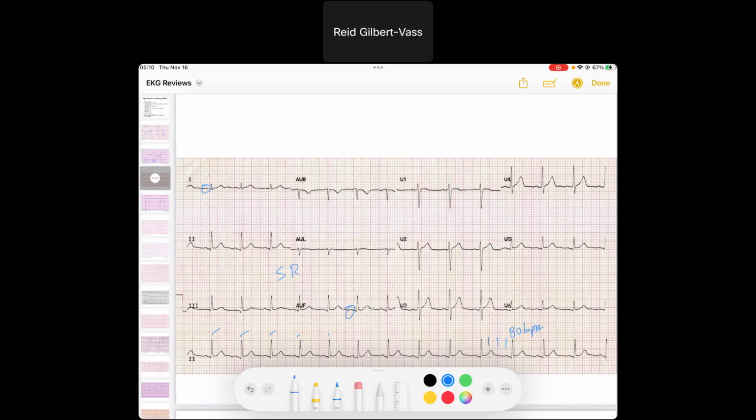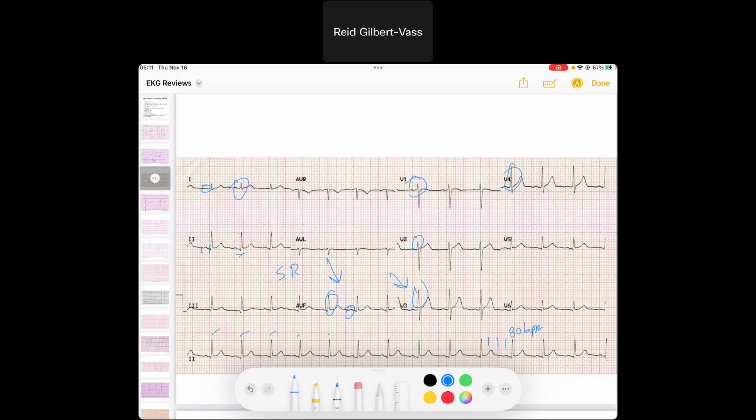Our AV node, it's less than 5 little boxes, so no AV block. Got a narrow QRS, that's good. That's up in 1, it's up in AVF, so we know the axis of the QRS is going down to the left. We've got good R wave progression as we go from V1, V2, V3, transitions here at V3, so that's appropriate.